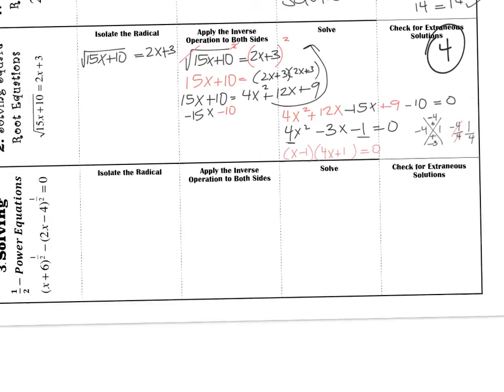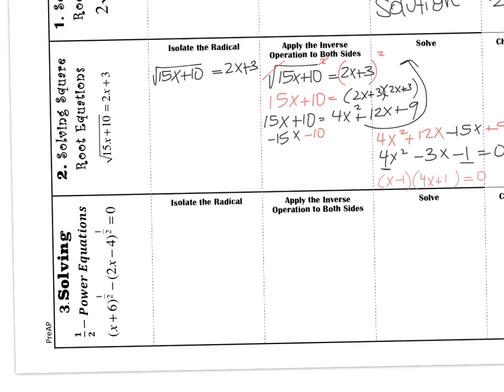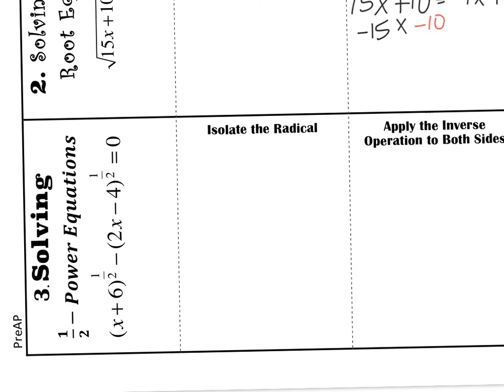Now let's move on to our third example. It's called half power equations because you have the half power. But like we learned in rational exponents, you can change that into a radical equation. So let's zoom in. And let's copy the equation and let's isolate the radical.